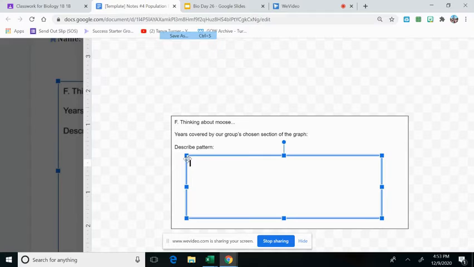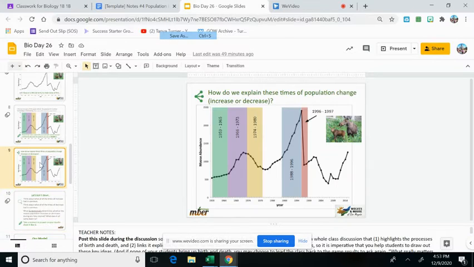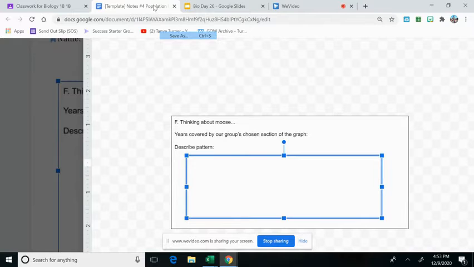So I'm just going to have a text box here. And so our question was a specific area that you talked about. Together, we talked about 1966 to 1973. 1966 to 1973, we said had an increase in moose abundance, which equals more moose were having babies and staying alive.